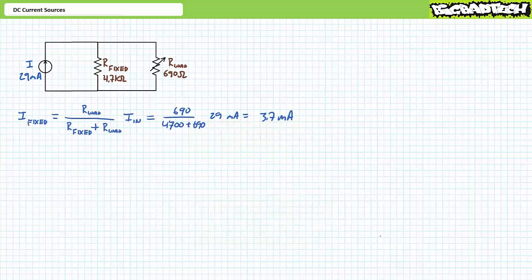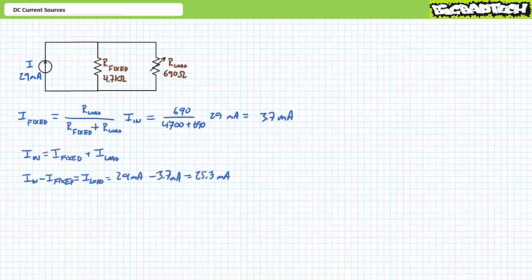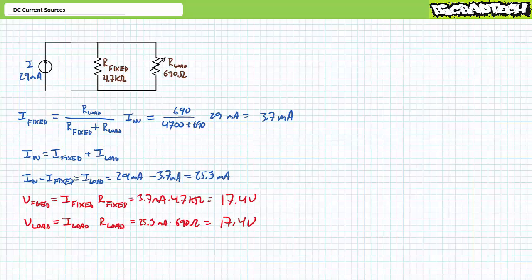Presented without comment, you should have found 3.7 milliamperes travels through the fixed resistor, and the remaining 25.3 milliamperes travels through the load resistor. An application of Ohm's law demonstrates that the current source must induce an increased 17.4 volt rise. Is it just me, or does circuit analysis with current sources seem suspiciously easy? Do you suspect a trap?